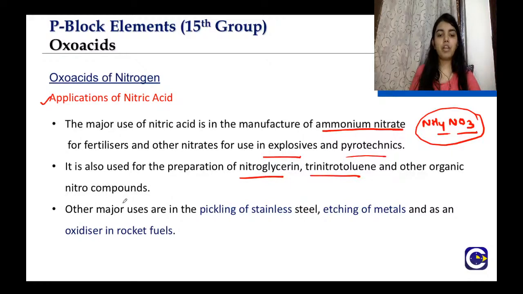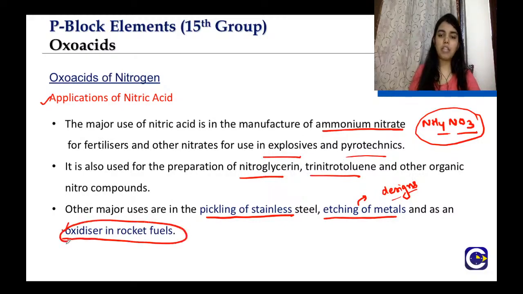Other major uses are in the pickling of stainless steel. So what is pickling of stainless steel? Basically, you remove the chromium content in the stainless steel. And etching of metals, basically making particular designs on the metals, nitric acid is used, and it is also used as an oxidizer in rocket fuels, and it is a good oxidizing agent.